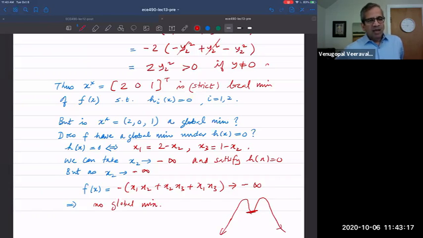So you don't have to look. You just need to show one example of a sequence of vectors that sits in the constraint set for which the function is going off to minus infinity. Then there's no global minimum.